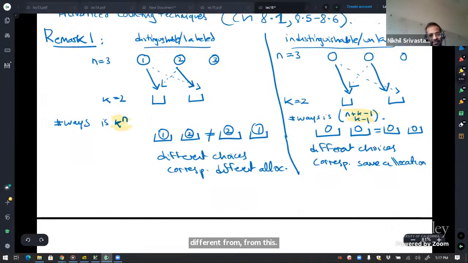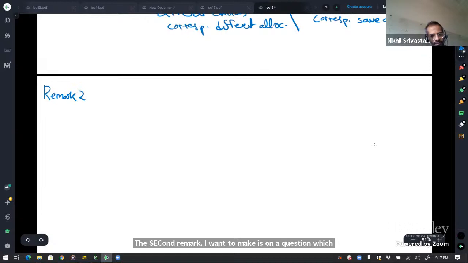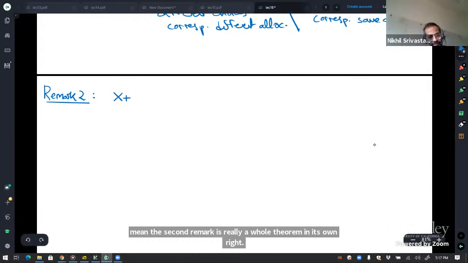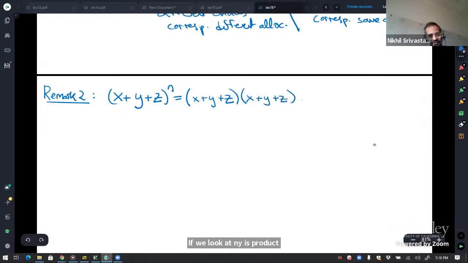The second remark I want to make is on a question which was asked a couple of lectures ago. It's really a whole theorem in its own right. Let's now consider, in the binomial theorem, we had x plus y to the n. What happens if we take x plus y plus z to the n? In other words, what happens if we look at an n-wise product of this expression, x plus y plus z, where x, y, and z are variables, like in algebra, just as we usually have?